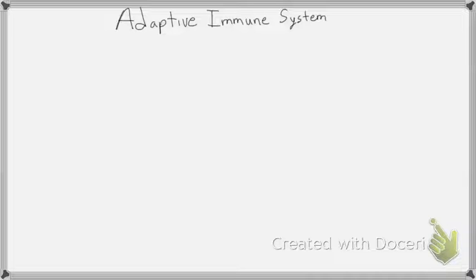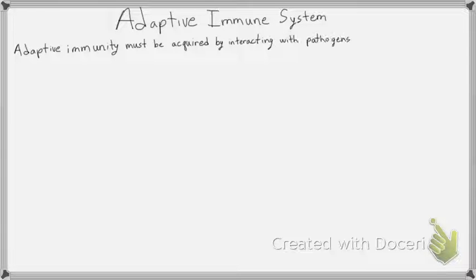All right, today we're going to talk about the adaptive immune system. Your adaptive immunity must be acquired by interacting with pathogens. Basically, that means you get sick now so you don't get sick later, or you get less sick later. This is the same concept for a vaccine. You get introduced to a vaccine now so that you don't get as sick later.